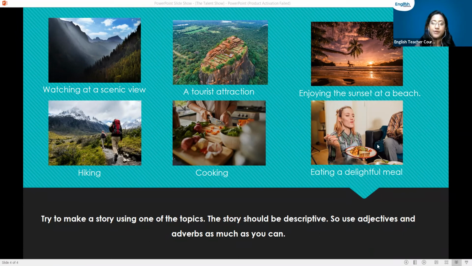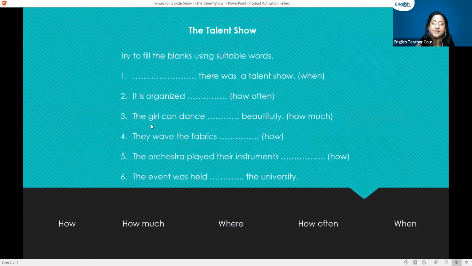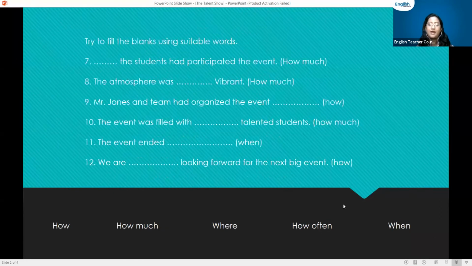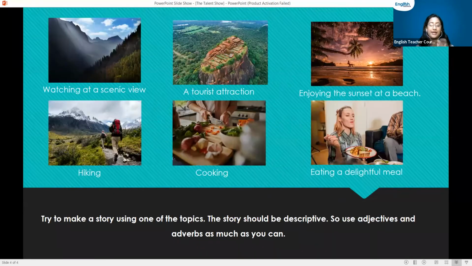What you need to do is, you can build up some sentences like this. Now these 6 sentences are about the talent show, and in necessary places you need to tell how much, where, how often, and when. These 6 should be covered in your sentences. At least one sentence to tell one thing needs to be there. And I hope you will speak a couple of sentences at least.